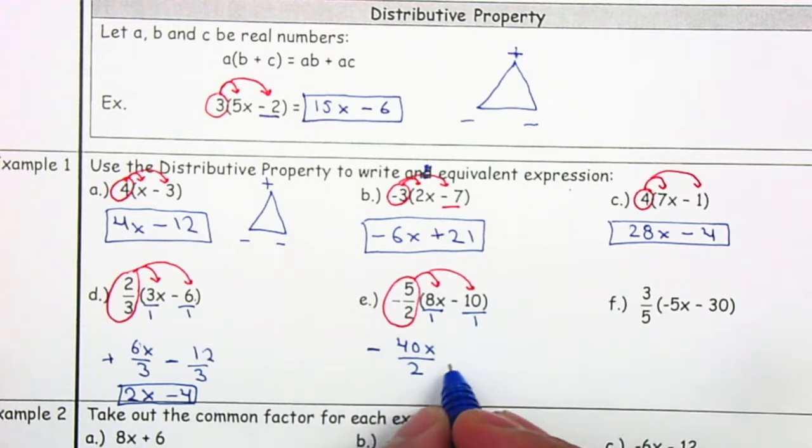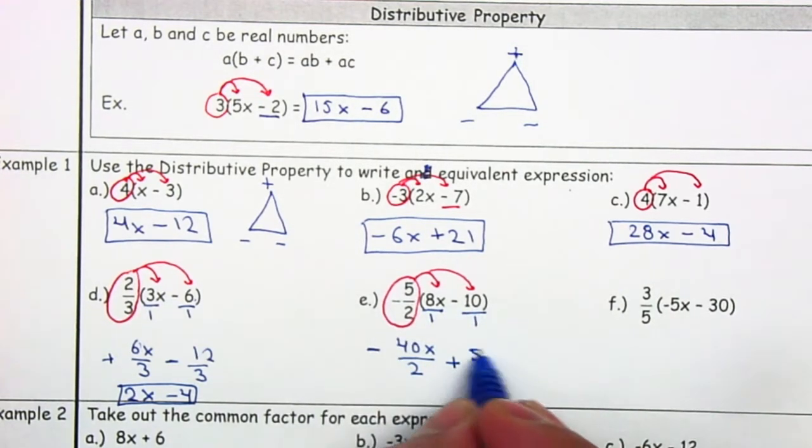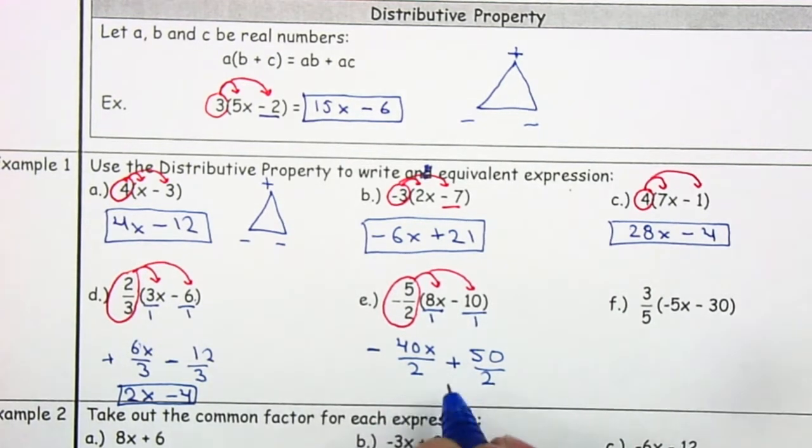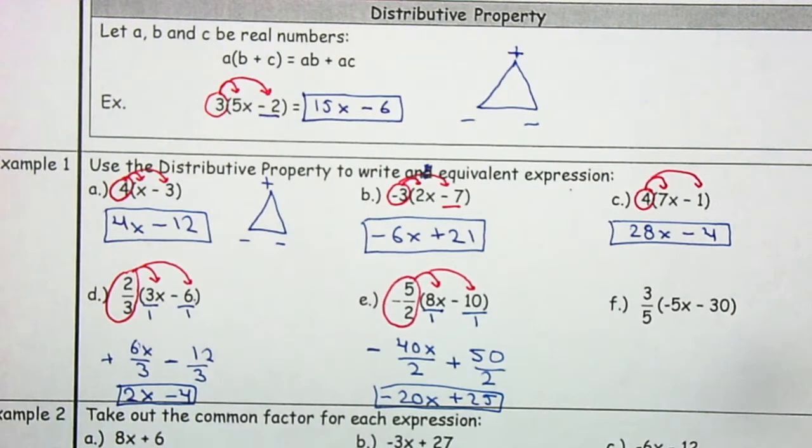Negative times negative will be positive. 5 times 10 will be 50. 2 times 1 will be 2. Now we can reduce our fraction, so that will give us negative 20x plus 25. Go and try letter F, see what you get, and then we can compare answers.